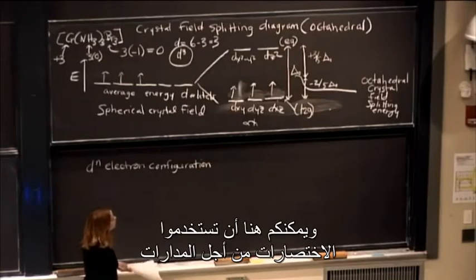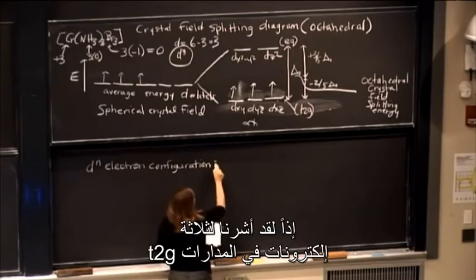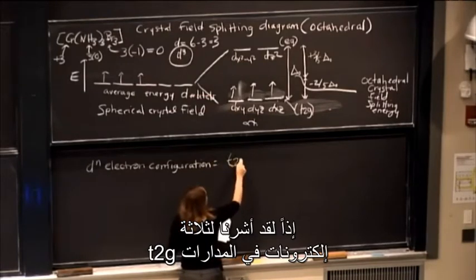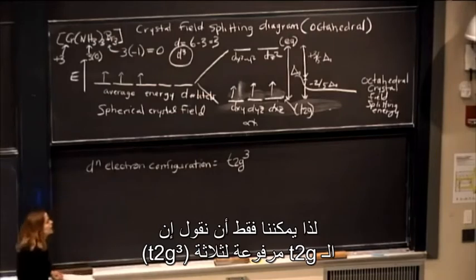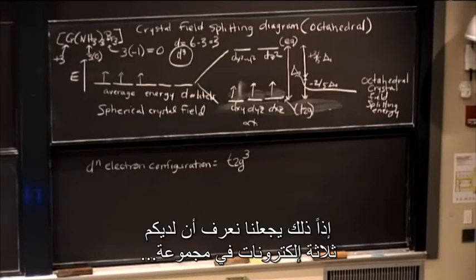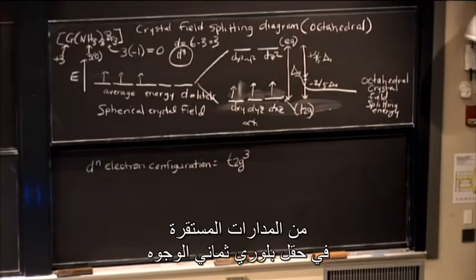Here you can use the abbreviations for the orbitals. So we put 3 electrons into the t2g orbitals. So we can just say that's t2g raised to the 3. That lets someone know that you have 3 electrons in the set of orbitals that are stabilized in an octahedral crystal field.